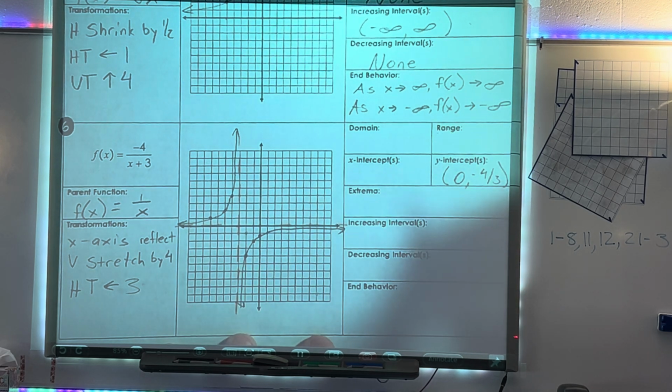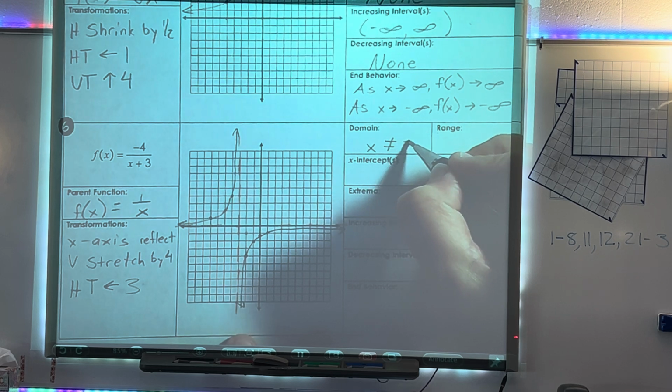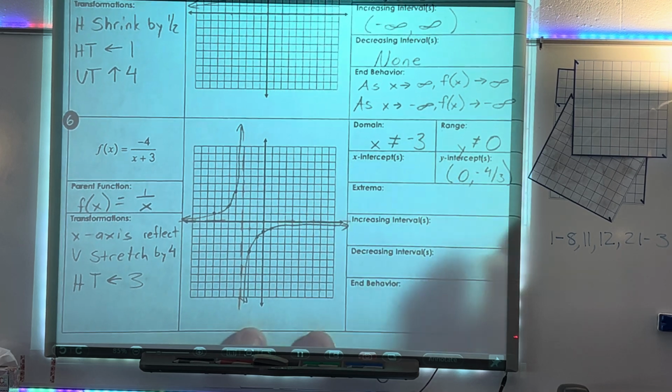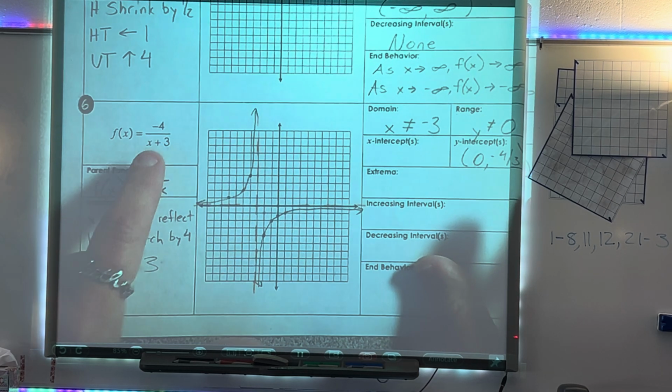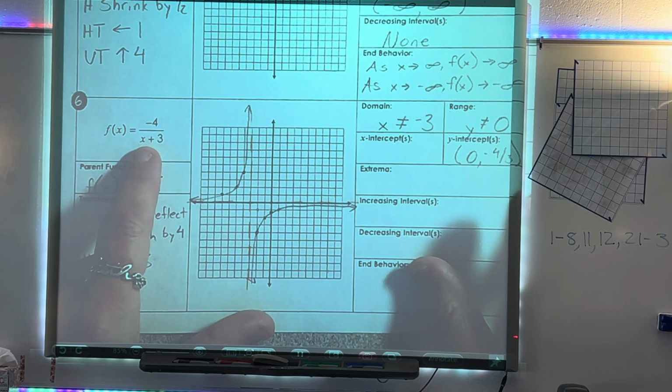You're going to have x does not equal 0, or, yeah, x does not equal -3. Then the other way is y is not equal to 0. Here's the deal with the domain with a reciprocal function: whatever would cause this to be undefined, that's going to be your asymptote.